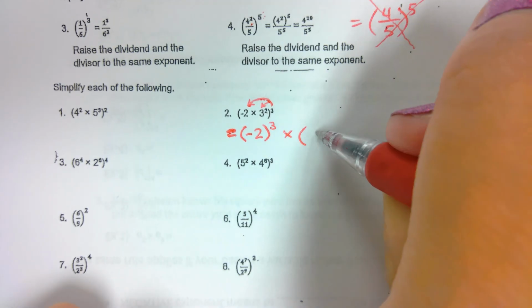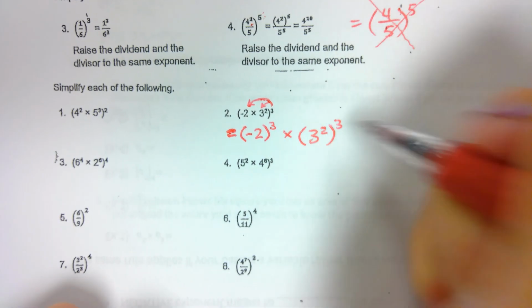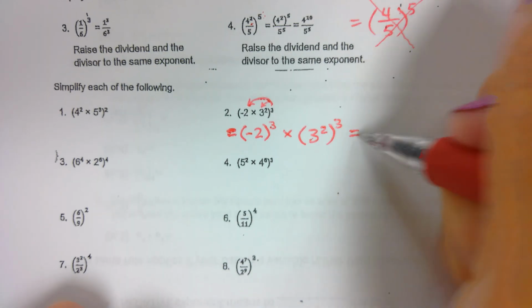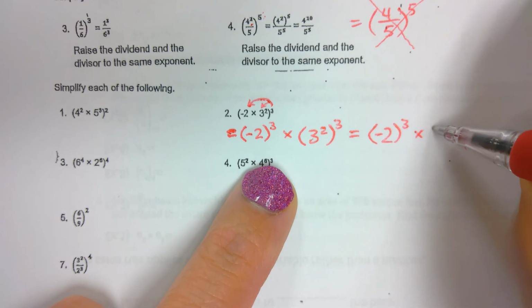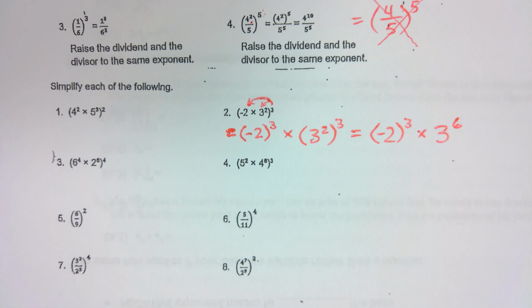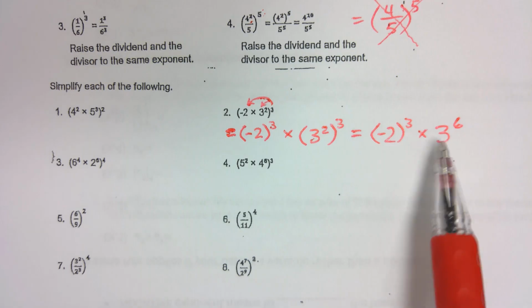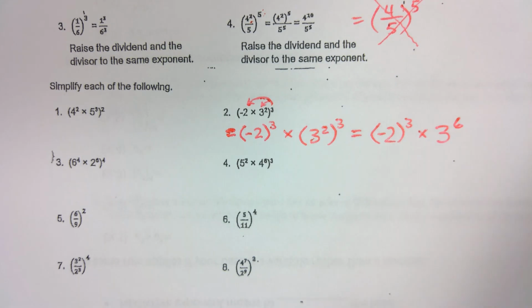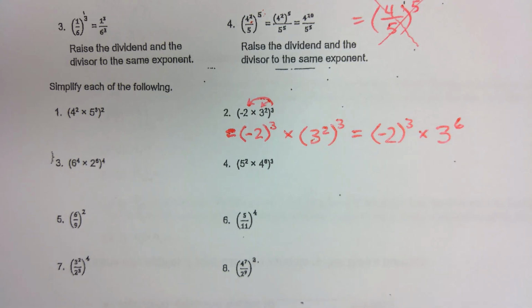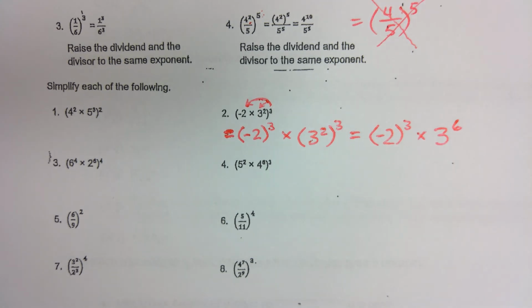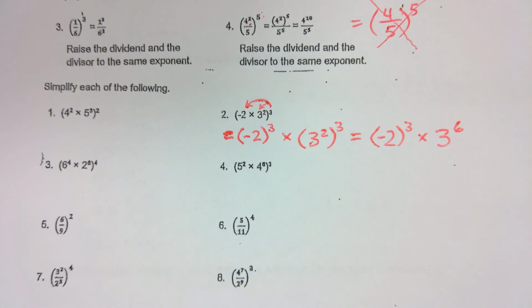And then right here, your base is 3 squared, and then like this. So then when we simplify this, we just leave it as -2 cubed times 3 to the 6. All right. And then we cannot combine it any further because they are different bases. Right? And then we just leave it like this. So those ones are pretty similar. Okay. Let's move on.